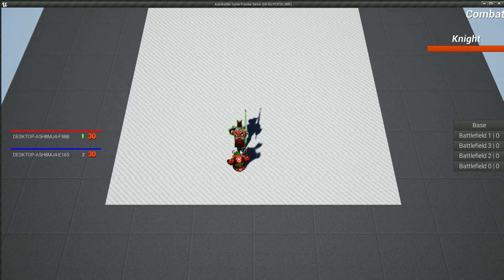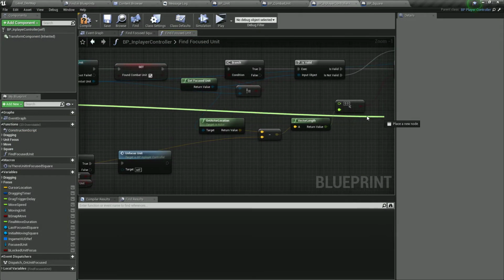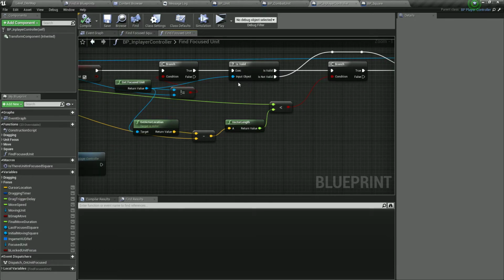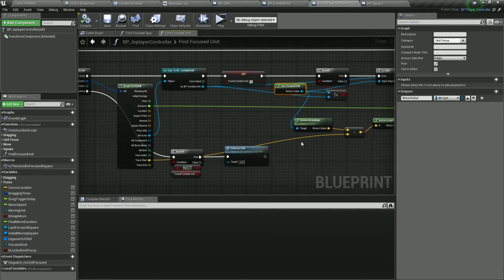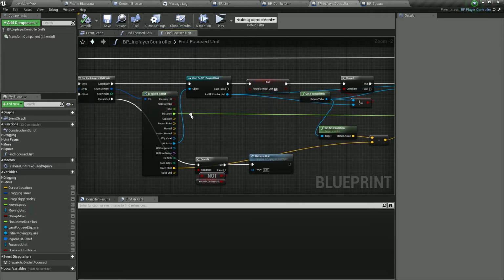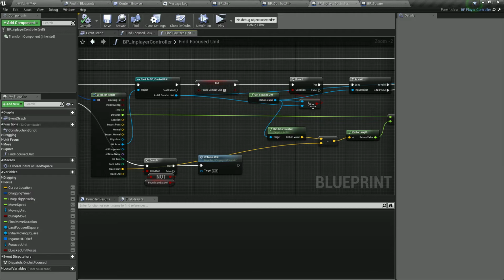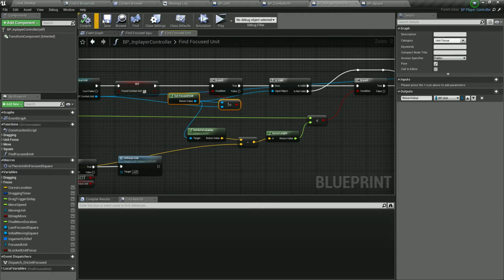No, that was the correct play. So that was the correct way to do it. So the position of the unit means the trace start. Yeah, we want the distance. And it's the distance of the unit we're currently looking at, only if we already have a focused unit.